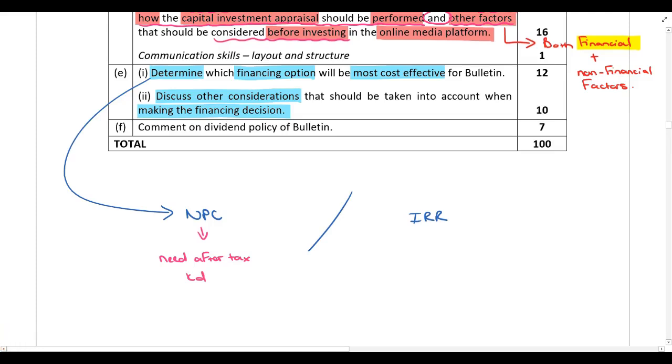On the other hand, if you calculate the internal rate of return, you don't need a discount rate because we are just going to input all of the cash flows into our financial calculator and solve for the internal rate of return without inputting any discount rate. So you don't need the after-tax cost of debt in order to calculate the internal rate of return. It's also important to note that the internal rate of return is the preferred method to use for the financing decision.